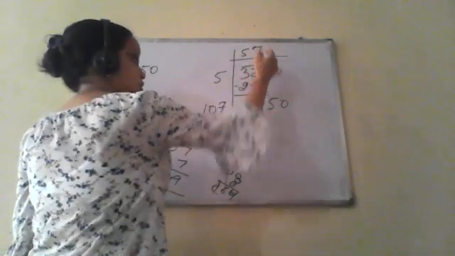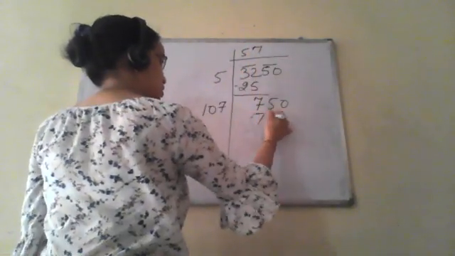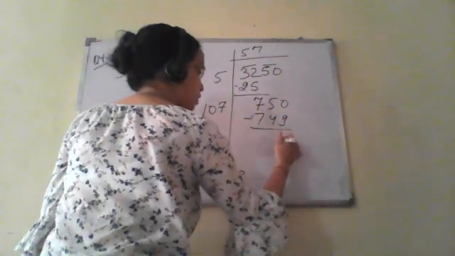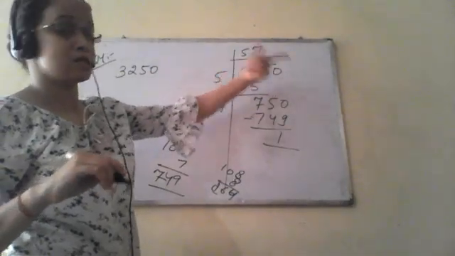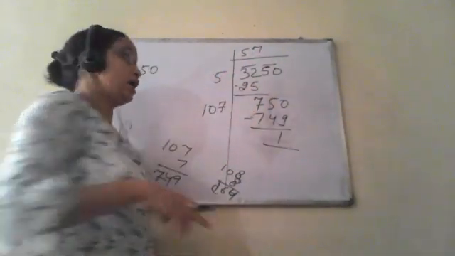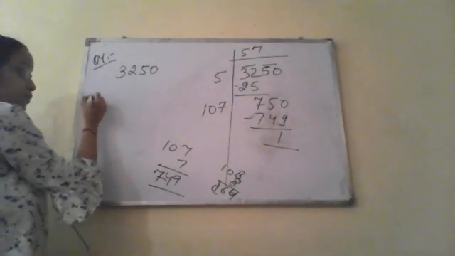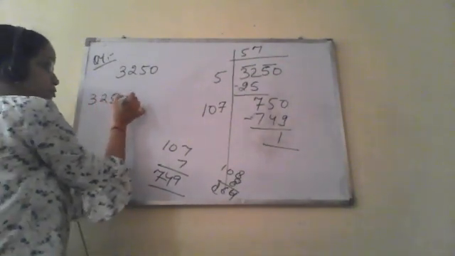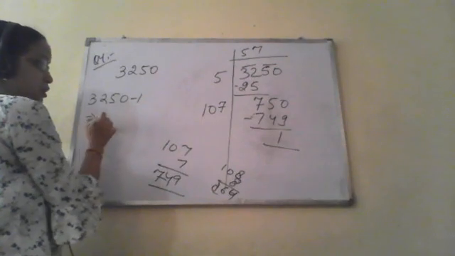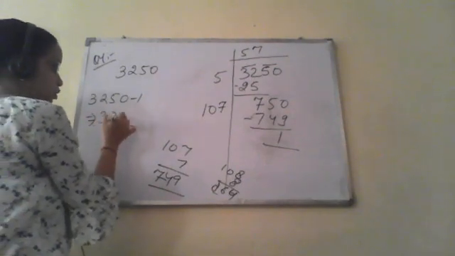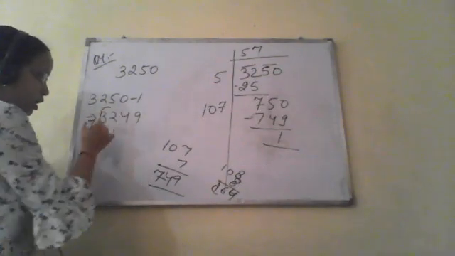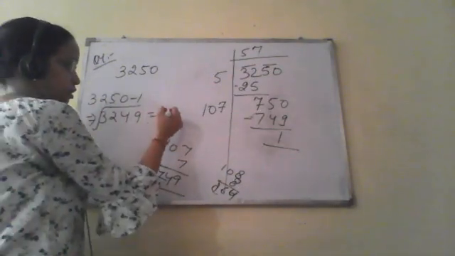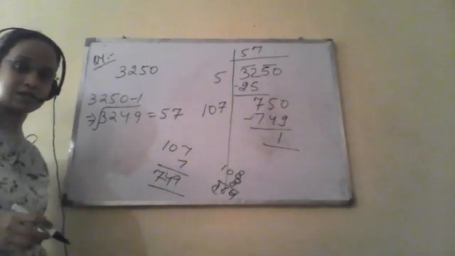This is 749, and we get remainder 1. If we subtract this remainder from this number, the resulting number will be a perfect square, and the square root of that number will be 57. So 3250 minus 1 is 3249. This 3249 will be a perfect square, and the square root of this will be 57. Clear?